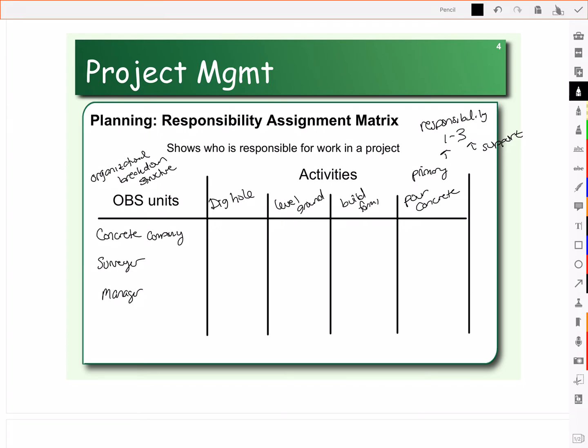So perhaps the site manager is the one who is responsible for coordinating the dig. And perhaps we have someone else who is doing the actual work. And maybe we have another party that is providing some additional support or coordination. And so they would then have a level 3. And so we're identifying then who's responsible, what level of responsibility for each of the activities in our project to help us better plan and then implement the project.